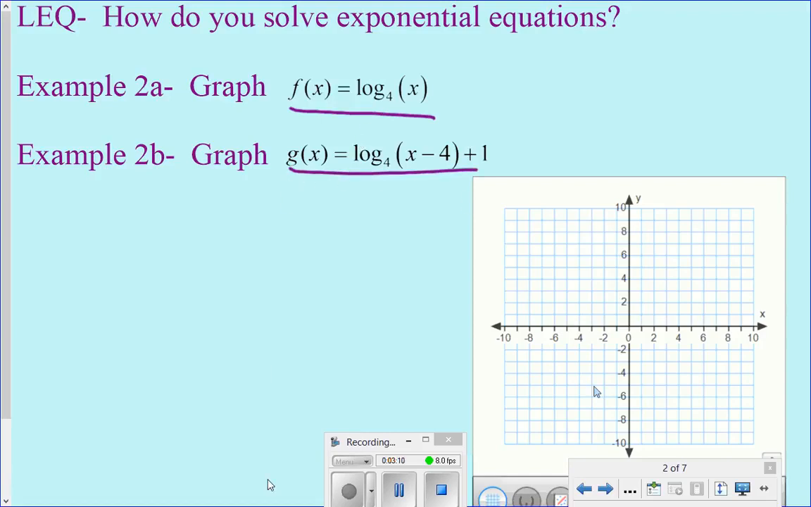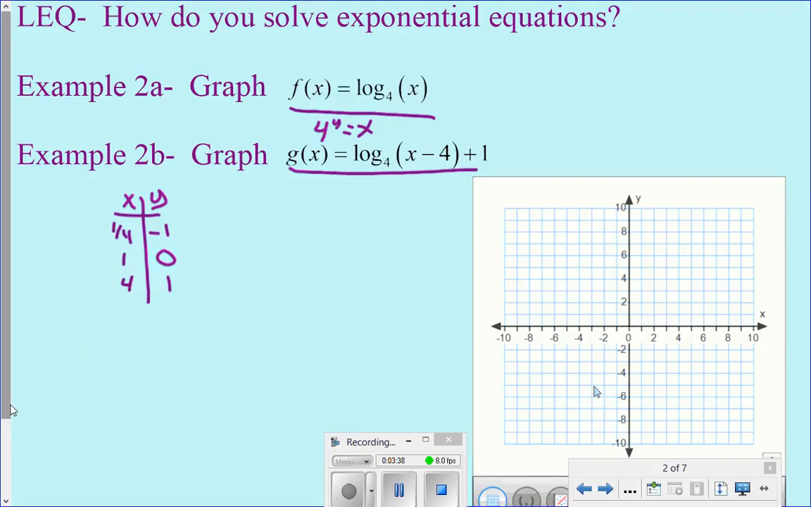We want to graph that, and this you just want to put in your notebook. So in order for me to graph this, I can't put this in exponential form. What I want to do instead is think about my table for the most basic log, which is this one, log base 4 of x. So I'm going to use that table. And again, we just put this in exponential form to get that. And then remember, we had 1/4 here, we had 1, and we had 4.